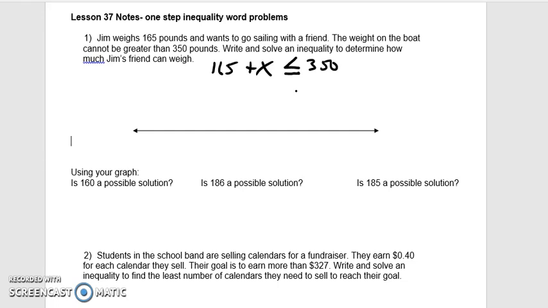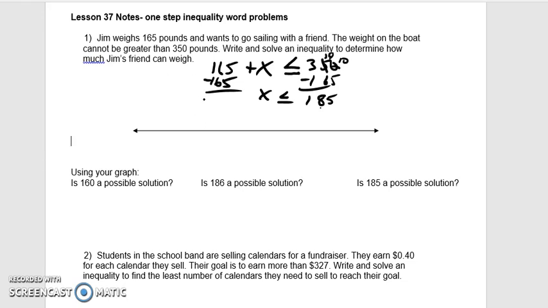So now we're going to solve our equation here. So I'm going to subtract 165 from both sides. All right, and I'm going to get x is less than or equal to, little subtraction here, to start your subtraction music there. All right, you don't have subtraction music? You should have subtraction music there. All right, 185. So 185 pounds. He needs to be less than or equal to 185.